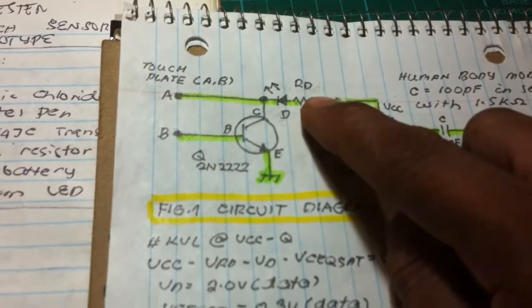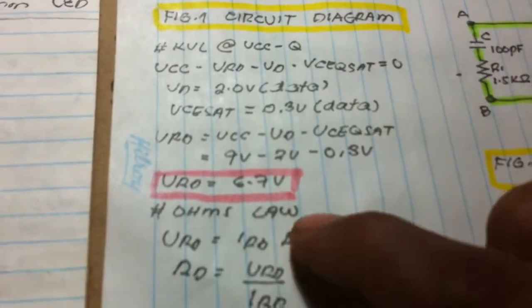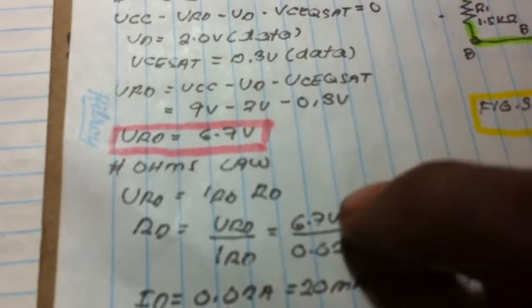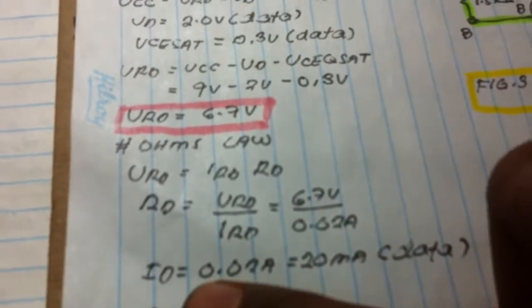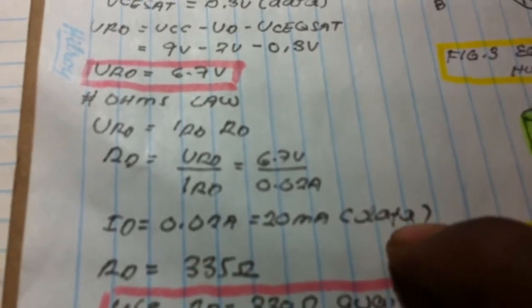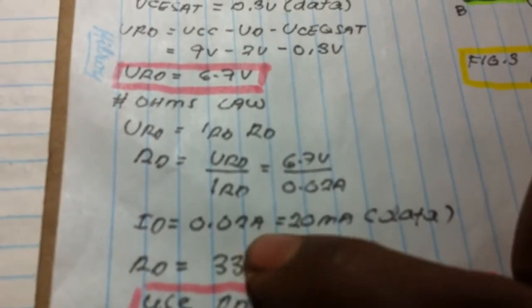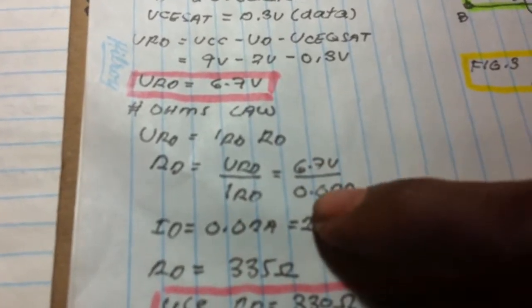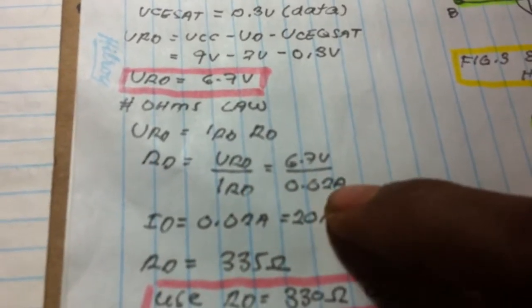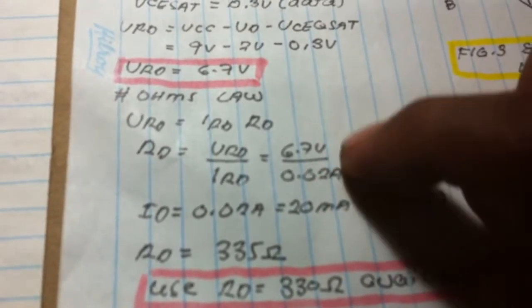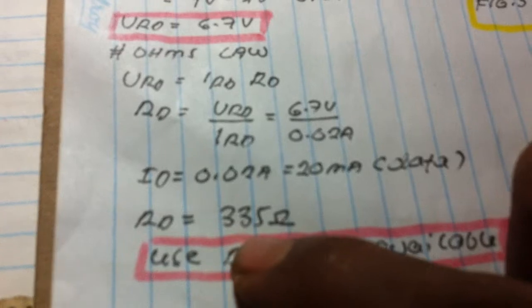To compute the value of the resistor using Ohm's law, we get V is equal to IR. RD now, transposition, substitution. Since the current rating of the LED to turn on, according to the datasheet, is 0.02 amperes or 20 milliamps, by substitution, I is 0.02 ampere, the unit should be volts over ampere, we get 335 ohms.